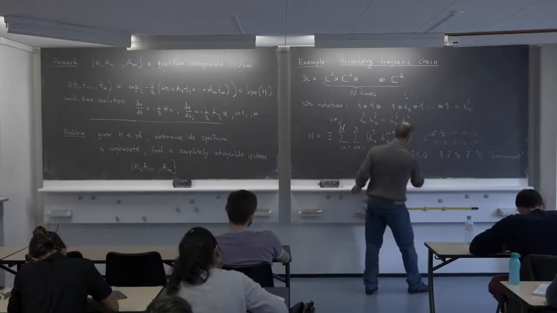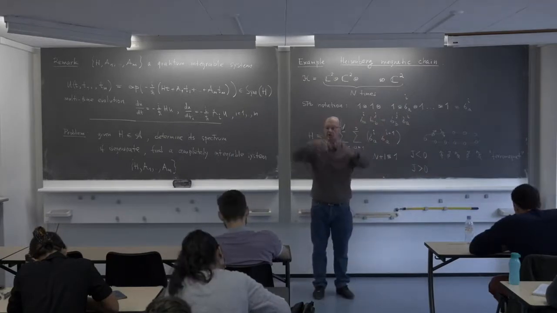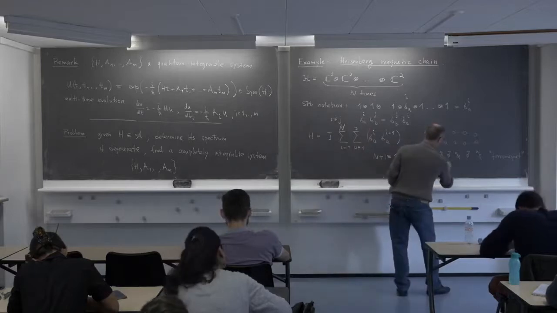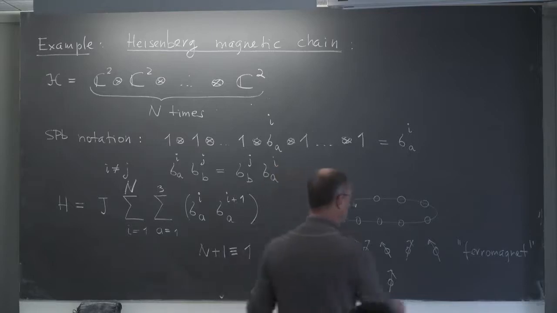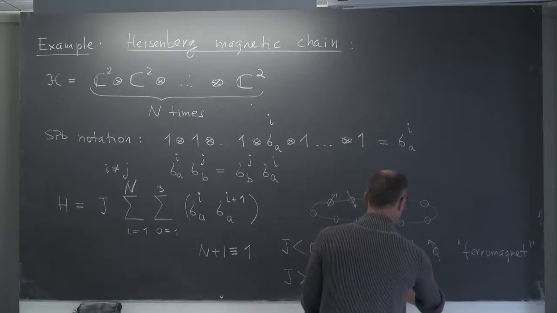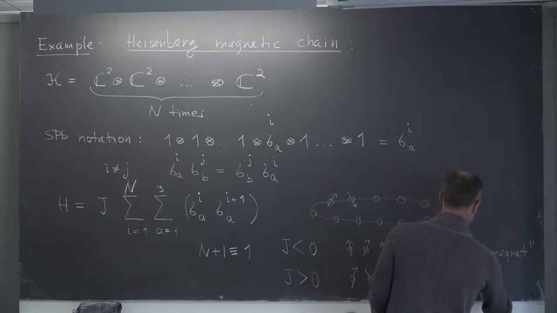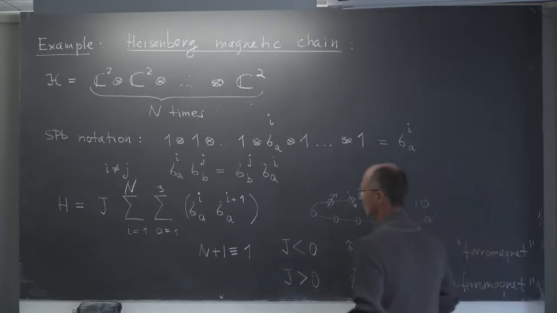But then if J is bigger than 0, then they don't want to be aligned. They want to be aligned in the opposite direction. So you can imagine something of this sort intuitively. And this is called antiferromagnet.